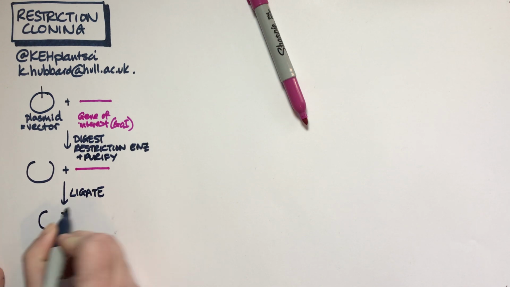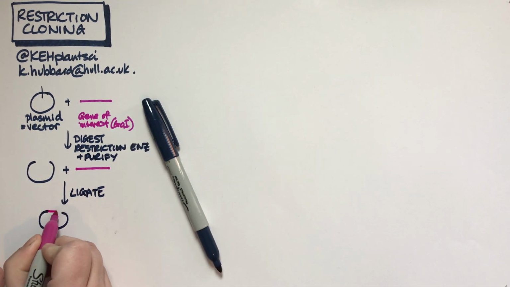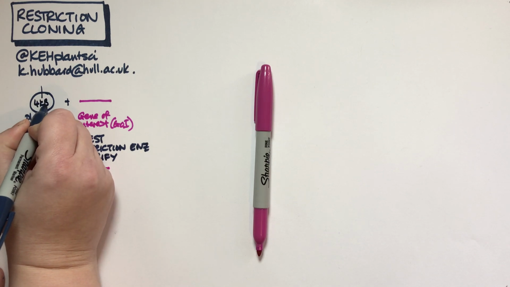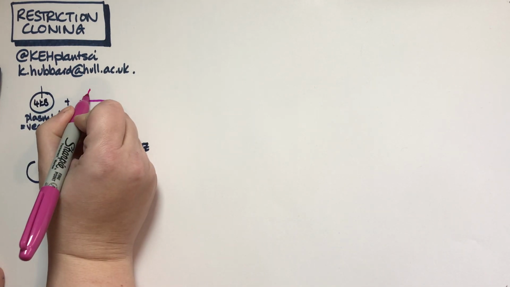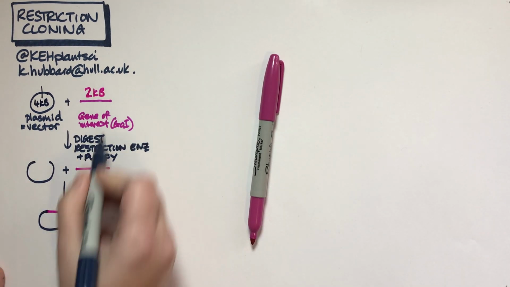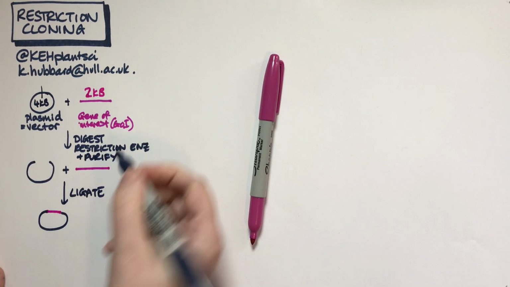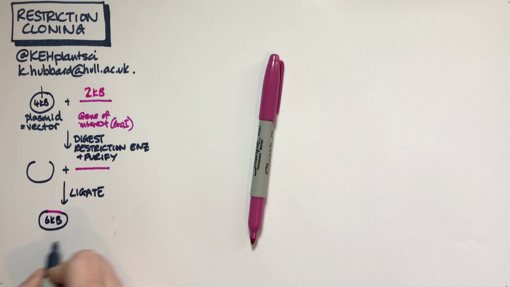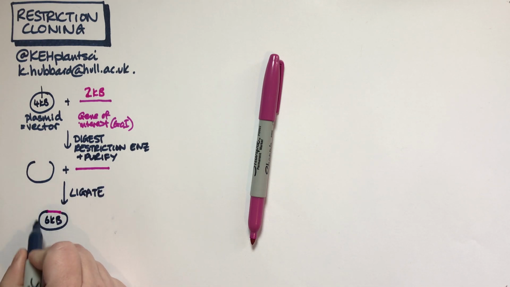So I've now got my plasmid that looks like this. Let's say that this plasmid was 4 kilobases to start, and my gene of interest is 2 kilobases. I've now got a plasmid that's been cut open. We've popped the gene of interest in, and we've now got a 6 kilobase plasmid as my vector. So I've got the plasmid background and I've got the gene of interest.